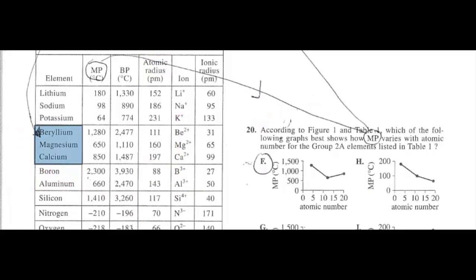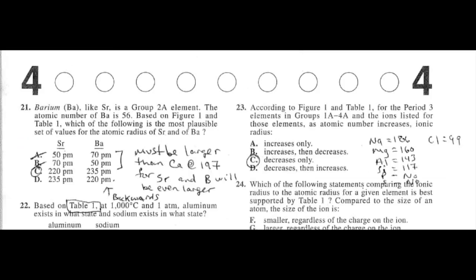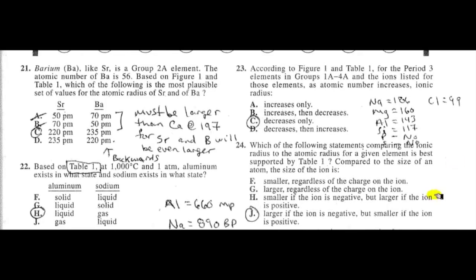Take that information and look at your answer choices. Our answer choices for practice problem number 21, answer choice A, we know that Sr has to be larger than calcium, and calcium was 197. So we know that anything that's less than 197 can be crossed out just by looking at this Sr. A and B are out, 50 and 70. Now, we're left with Sr of 220 or 235.